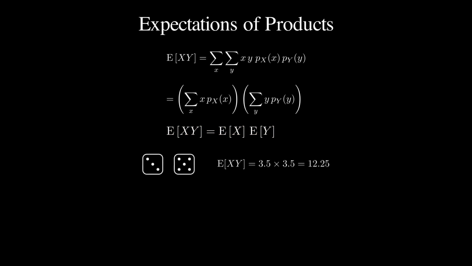Roll the 2 dice again. Each has mean 3.5. The rolls are independent, so the expected product is 3.5 squared, 12.25. No table required. And nothing was special about the identity function. For independent X and Y, the expectation of g of X times h of Y splits the same way for any functions g and h. Keep that one. It does quiet work everywhere.